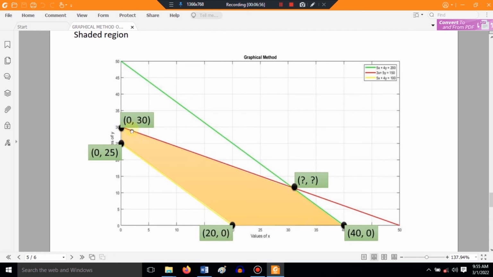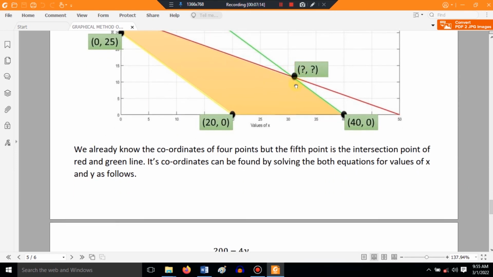We already know the coordinates of 4 points: this point, this point, this point, and this point. But we do not know the coordinate of this intersection point. This is also a corner point, so we need to take all the corner point coordinates. First we will find this corner point coordinate.